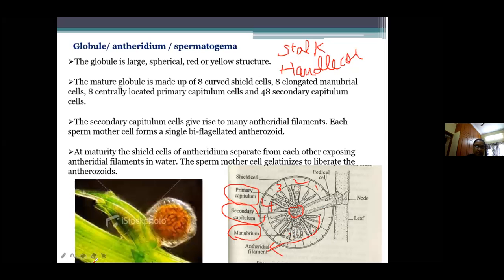Repeat it once more, fast. Yes, girls? Okay, ma'am. See here, the globule is spherical in shape, reddish in color. It consists of one stalk or pedicel. A shield made up of 8 plate-like cells is present. The shield cells are filled with red color or yellow pigment. This is the characteristic color feature for identification of the antheridium.